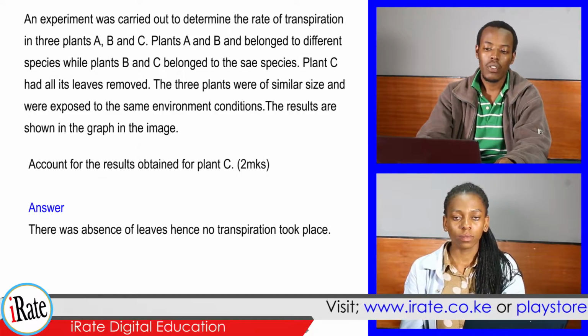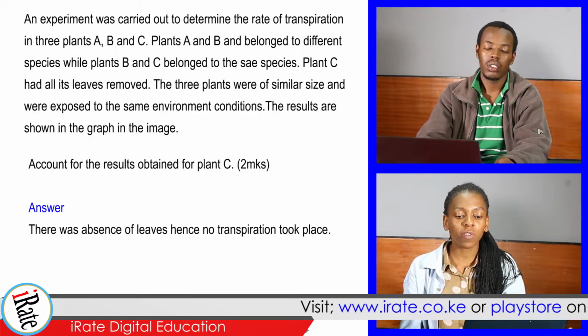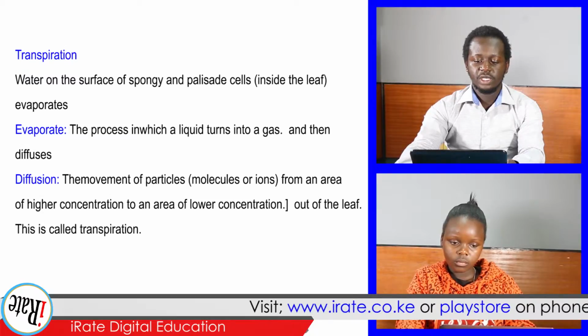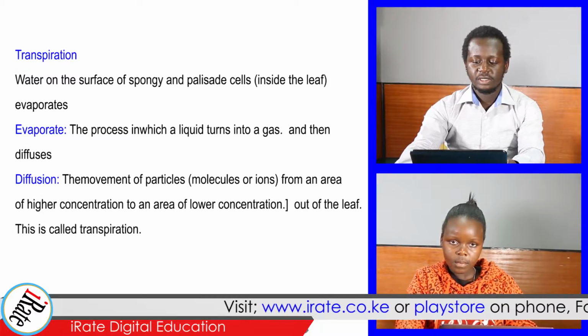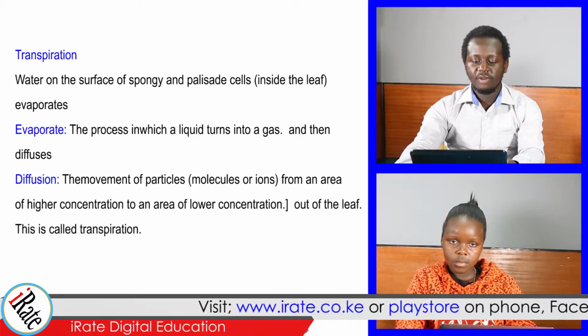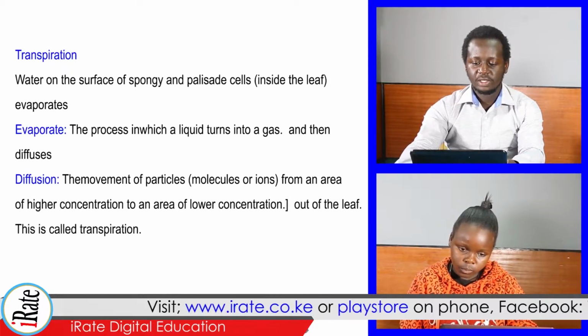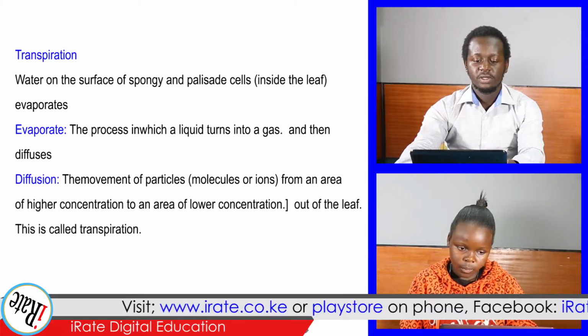Account for the result obtained from plant C. There was an absence of leaves, hence no transpiration took place. Water on the surface of spongy and palisade cells, that is, inside the leaf, evaporates. Evaporation is the process in which a liquid turns into a gas and then diffuses.